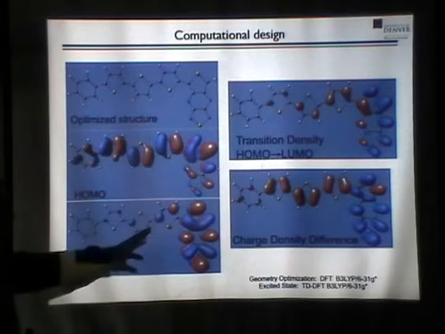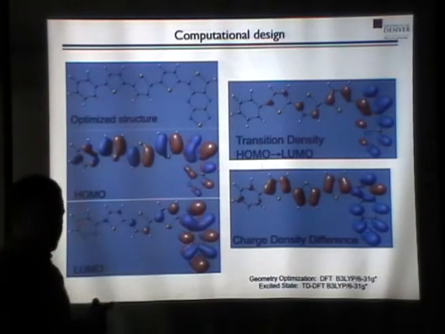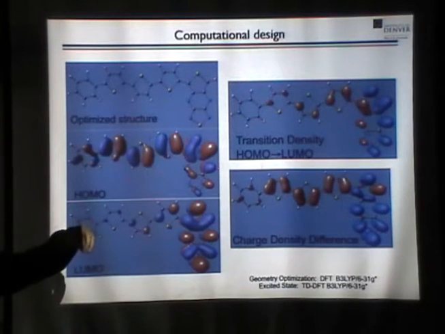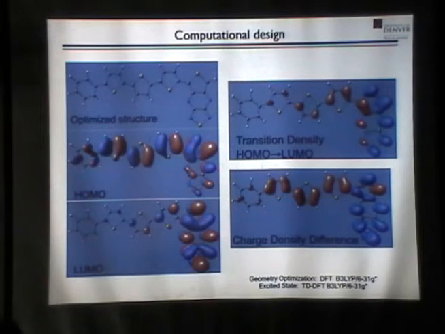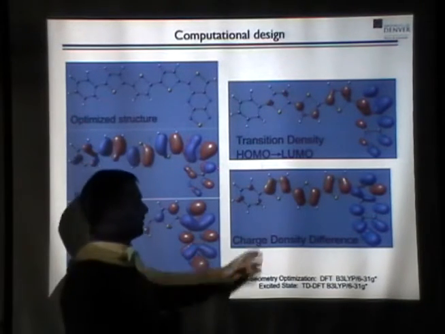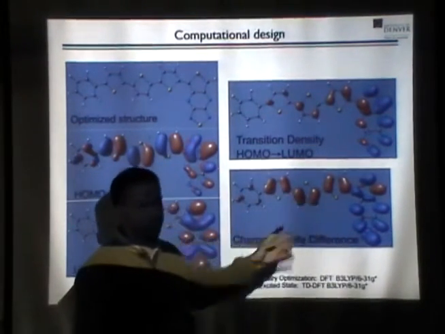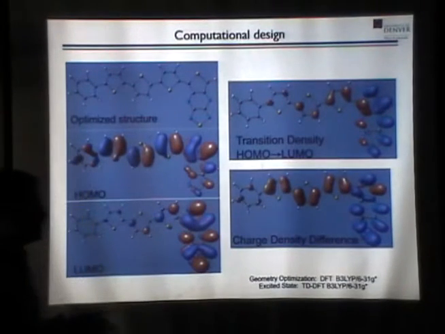And likewise, you can plot the charge density difference. So as you excite the electron from the HOMO to the LUMO, there's a change in the charge density across the molecule. So the different colors here, red and blue, would correspond to either a positive or negative change in the charge density.